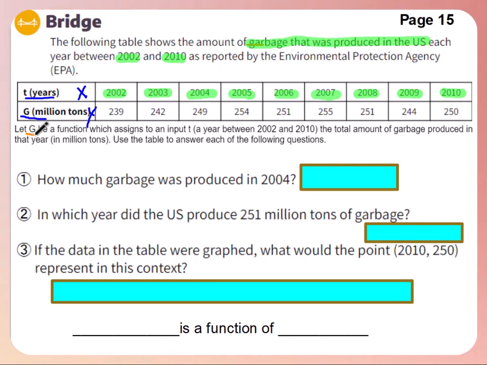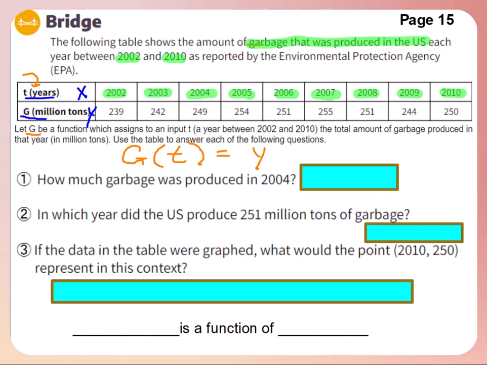Now we're going to call this function G. So G of X, or G of T, that first row is going to be our input, and that's going to be years. Okay, G of T is going to equal the tons of garbage. I'm just going to put Y. Y is always going to be our answer. So let's just look at the table.